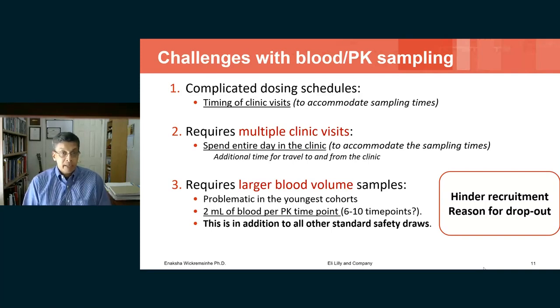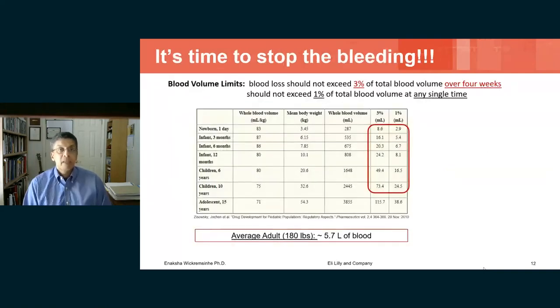And these volumes of blood do add up, right? I mean, typically a vacutainer tube would collect 2-3 milliliters of blood from a patient, right? For PK, we typically collect 2 milliliters of blood minimum for a PK time point, and we collect anywhere from 6 to 10 time points for a full PK profile. So this is the PK time points actually in addition to all the other standard safety labs that one would be drawing from a normal trial. So you can see that this can hinder recruitment and also can be a reason for dropout during the study.